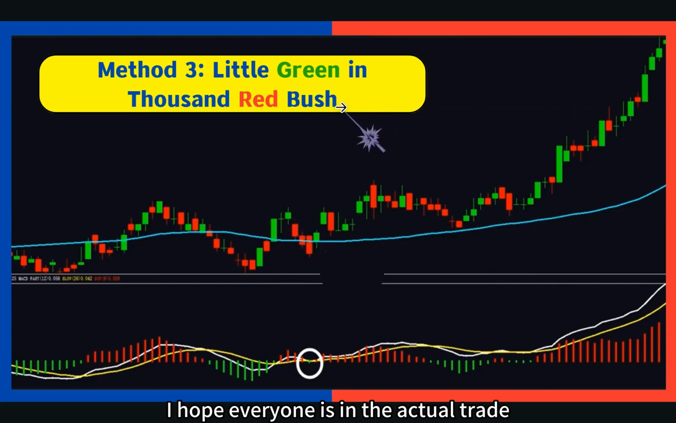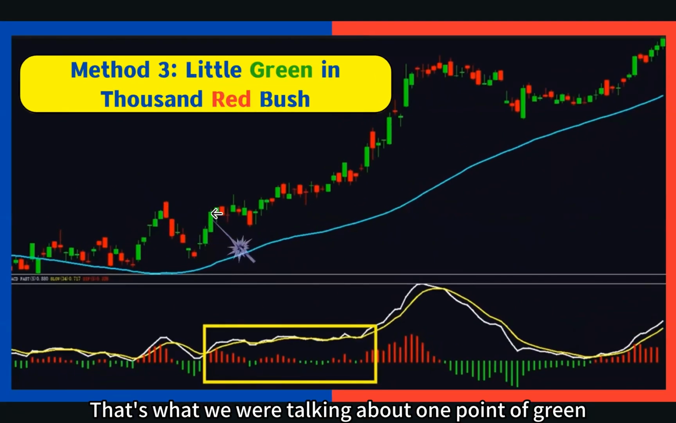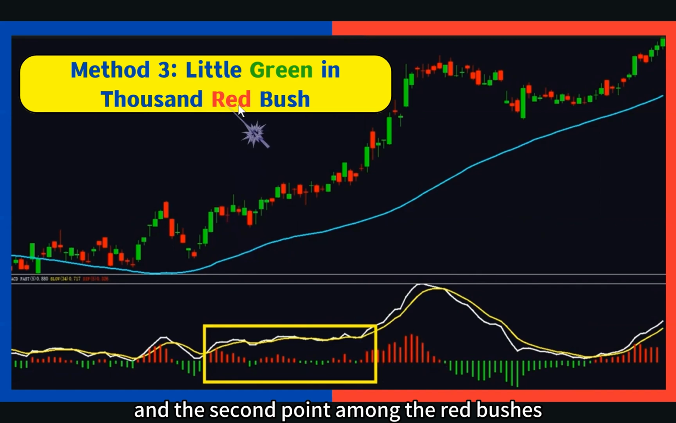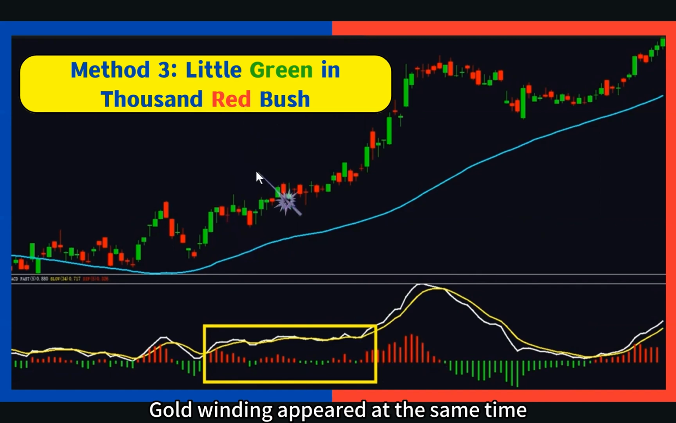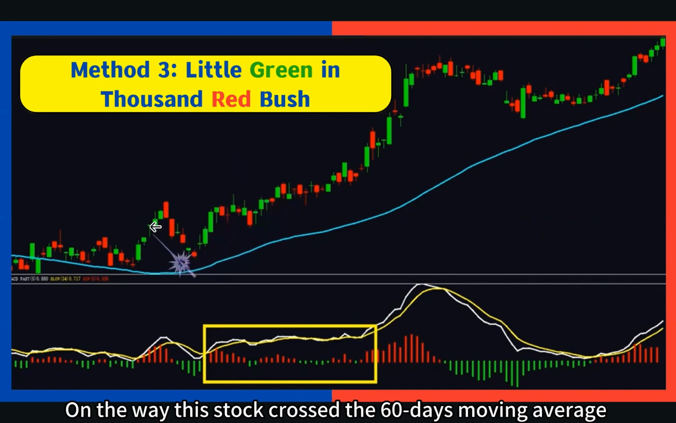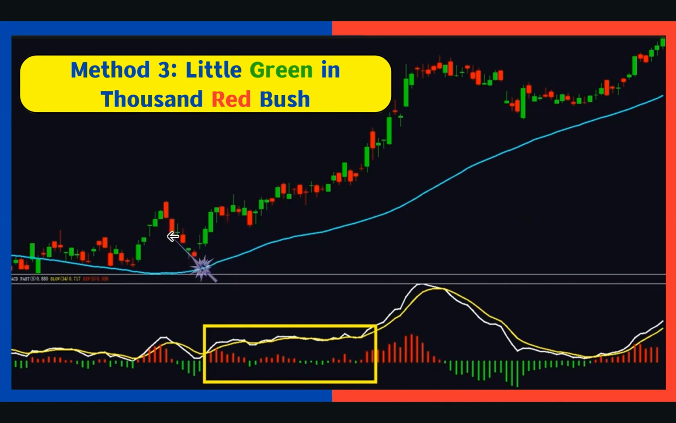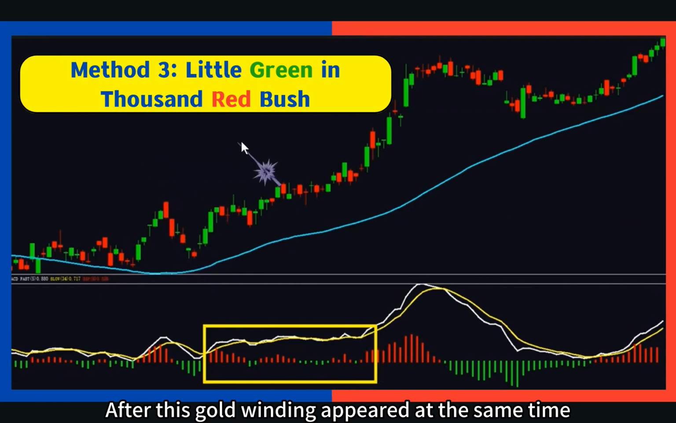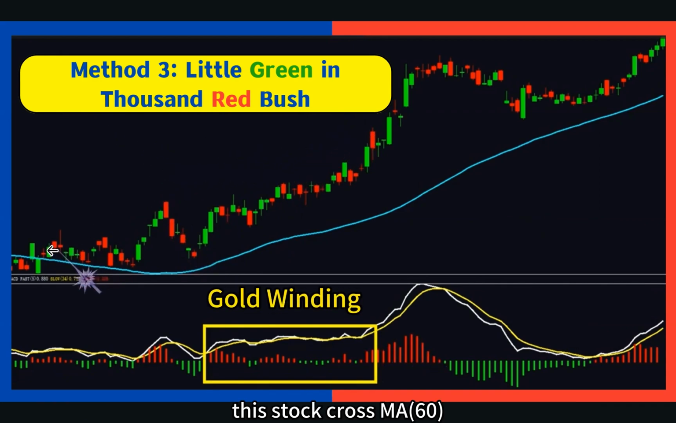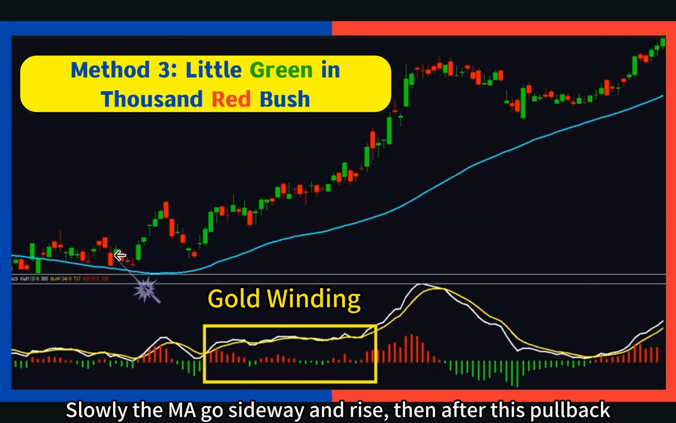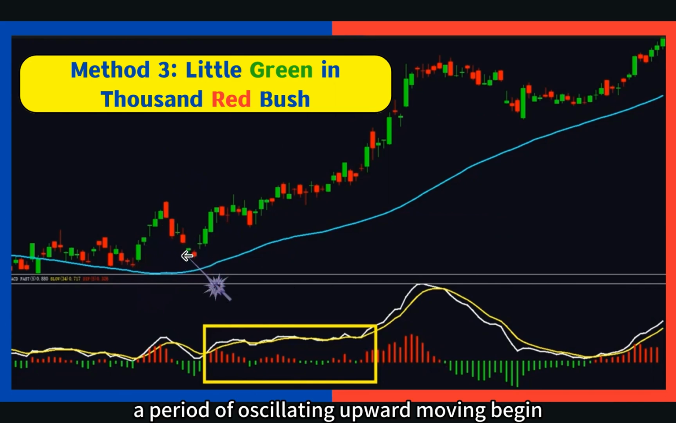I hope everyone pays more attention to such cases in actual trading. Let's talk about a very special case. That's what we were talking about, one point of green and the second point among the red bushes. Gold winding appeared at the same time on the way this stock crossed the 60 days moving average. Slowly, the moving average started to go sideways and rise. Then after this, a pullback, and a period of oscillating upward movement begins.